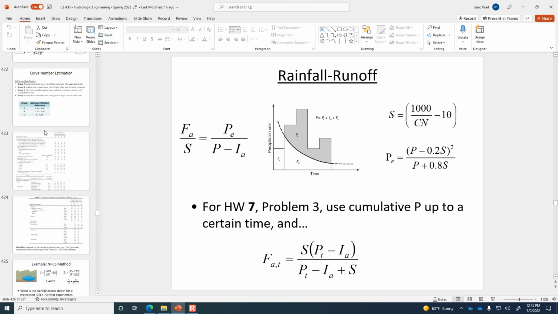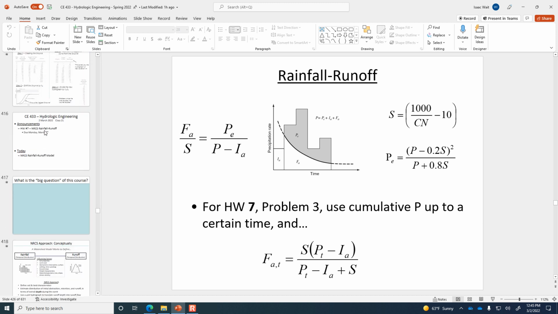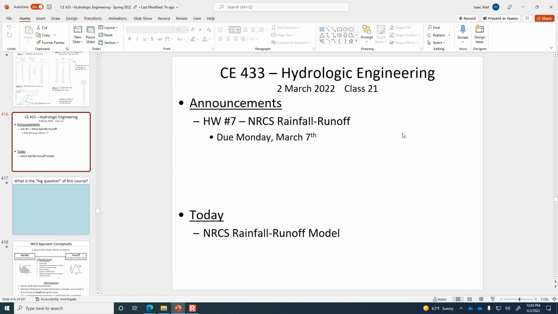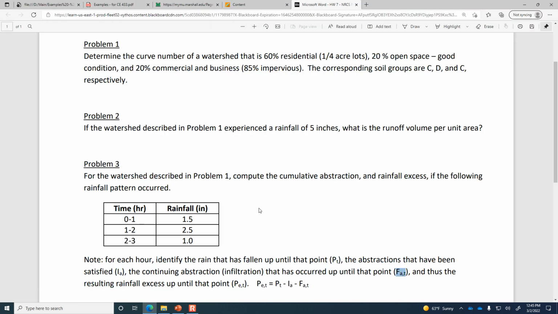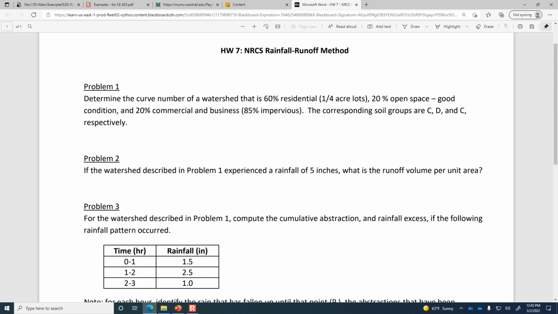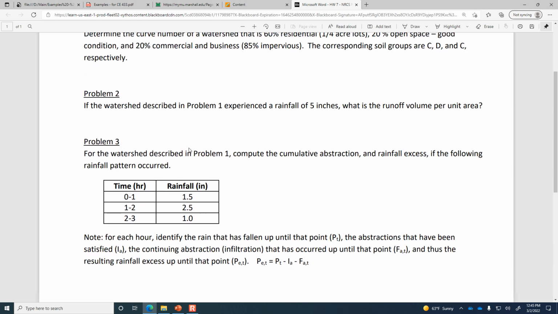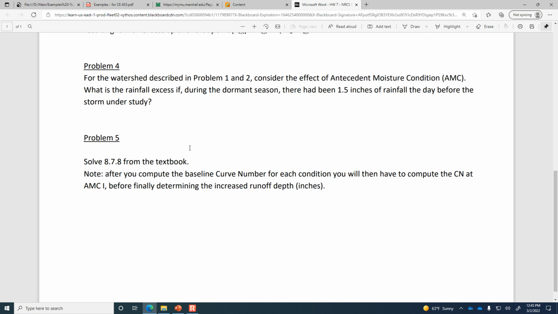Okay, that is it for today. That's the NRCS method. We'll continue learning a little bit more about it in class on Friday, but you've got homework 7 on your plate now, and I think you'll see that these first couple of problems are pretty easy. So have a look, and we'll talk about it more on Friday.